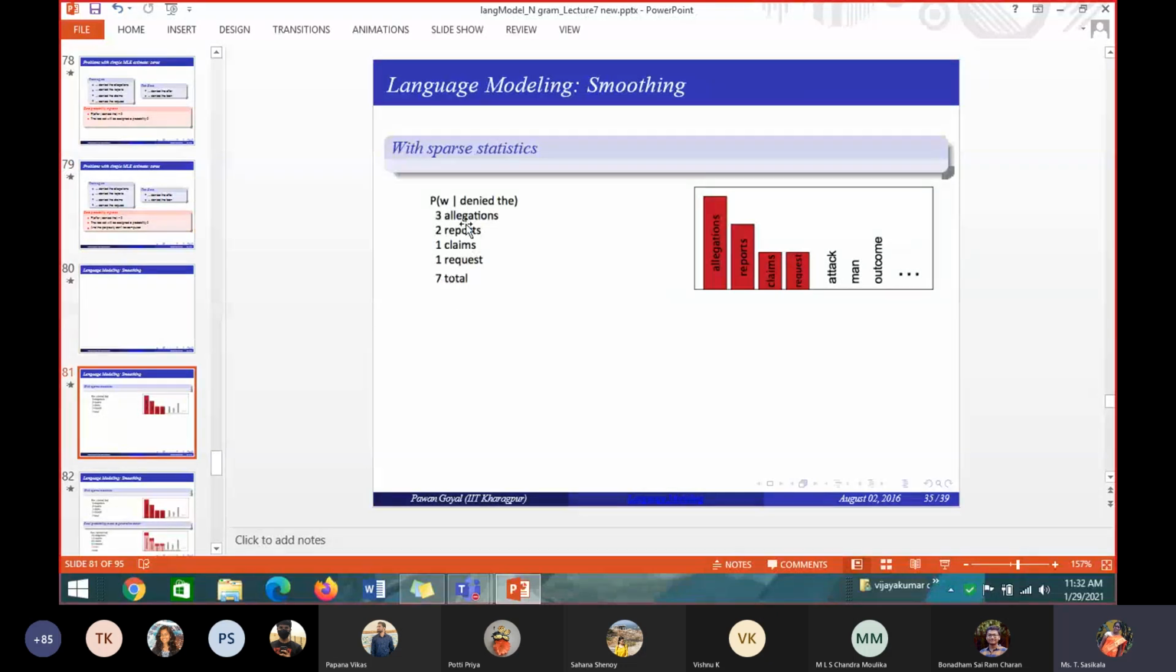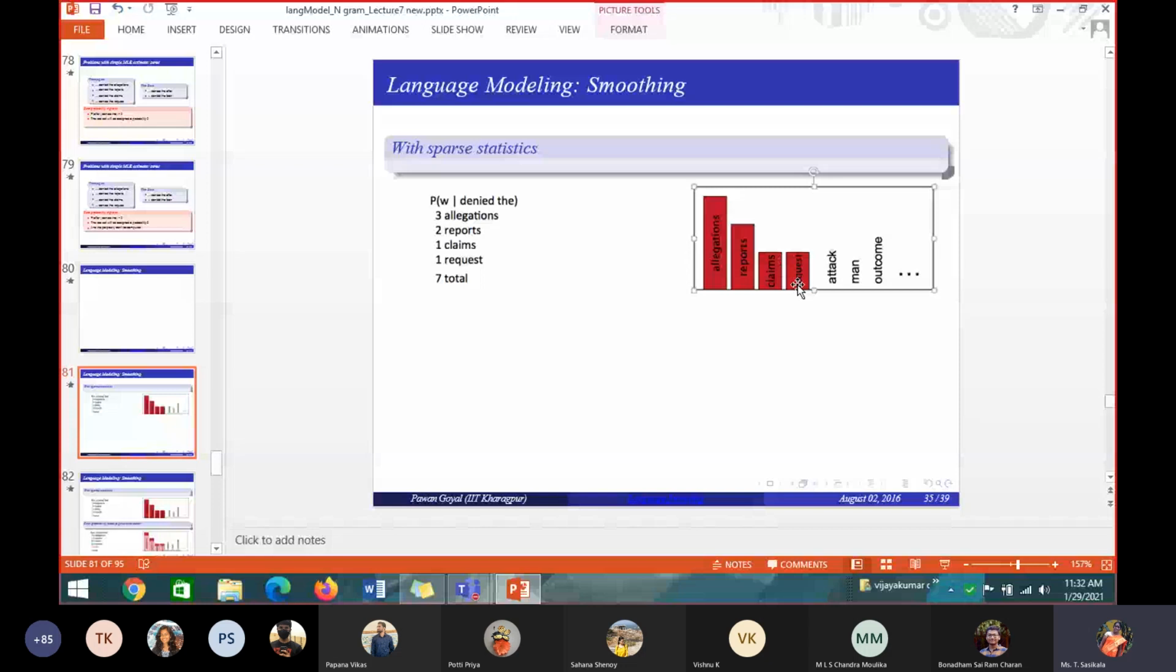So totally 7 trigrams, 4 distinct trigrams, in which the first one is appearing 3 times, the second one 2 times, the third one 1 time, and the fourth one 1 time. So totally 7. Now this figure represents the counts. Allegation, how many times? 3 times. Denied the report, 2 times. Denied the claims, 1 time. Denied the request, 1 time.